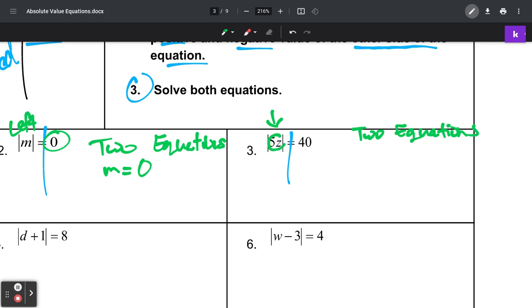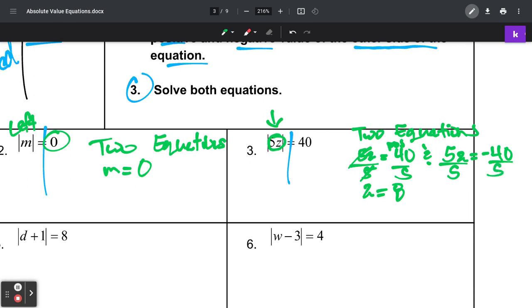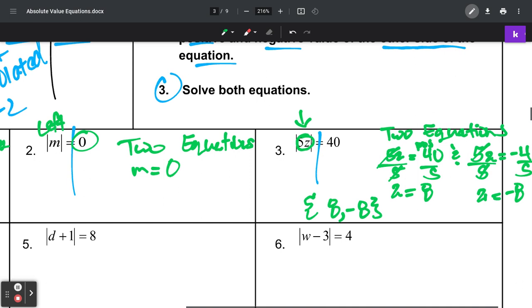Okay, what's on the inside? 5z. And you're going to set it equal to the positive version of 40, and you're also going to set 5z equal to the negative version of 40. And you'll just use an inverse. The opposite of multiplying by 5 is dividing. And you do the same thing on the second equation, and you get negative 8. So your answers are positive 8 and negative 8. You can also put the plus or minus.